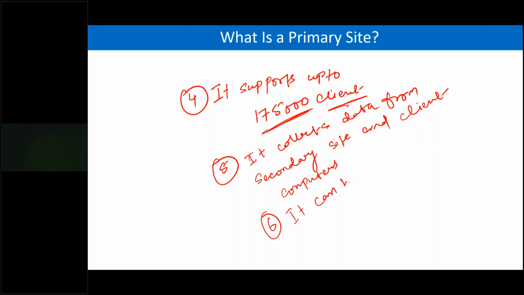It can be installed, and this stands for all sites, guys, on Windows Server 2012 or greater. So you cannot install primary, secondary, or central on a Linux box or Mac computer. It has to be a Windows server, Windows Server 2012 or greater, like 2012 R2, 2016 or 2019. You cannot install it on 2008 or 2008 R2. Okay, clear, everyone?